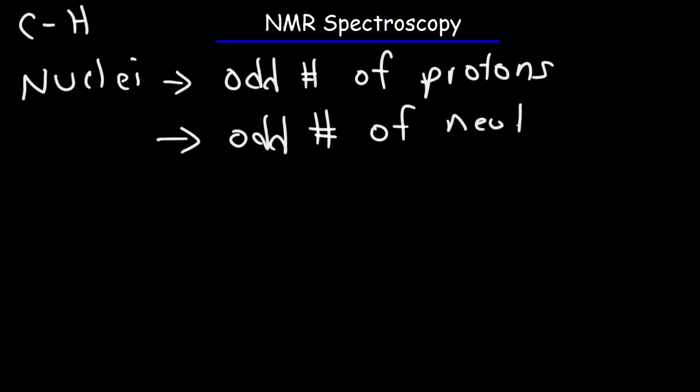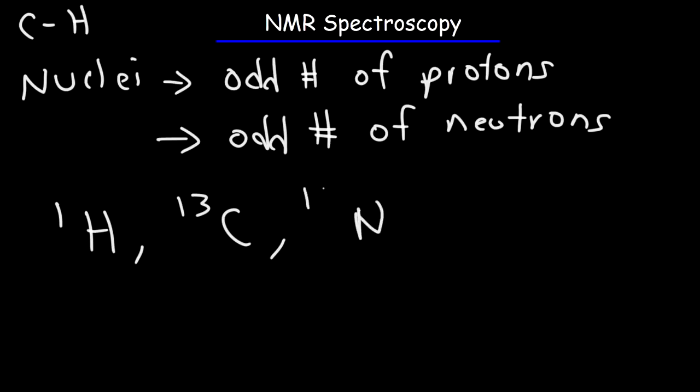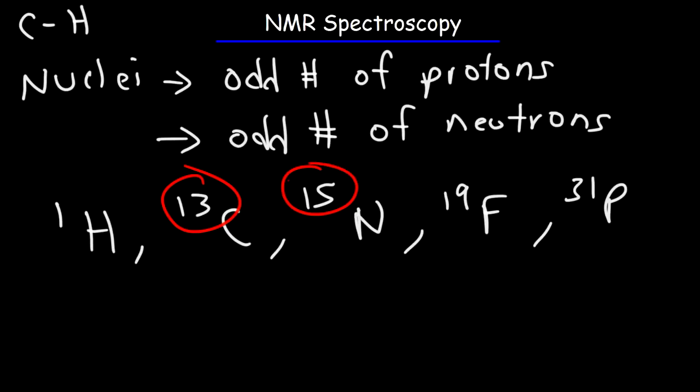So let me give you some examples. Nuclei such as hydrogen, carbon-13, nitrogen-15, fluorine-19, and phosphorus-31. These nuclei either have an odd number of protons or an odd number of neutrons, because as you can see, the mass numbers are all odd. And the mass number is the sum of the protons and the neutrons.